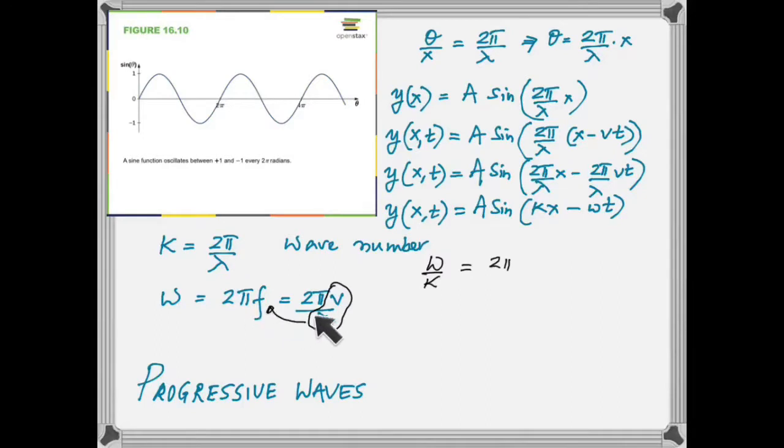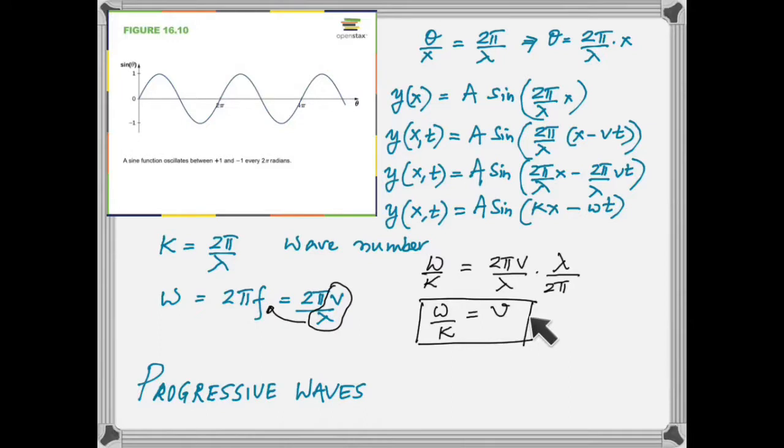And then another interesting thing is that if you divide omega by k, so you divide the right-hand sides, see what you're going to get. 2 pi v by lambda times lambda by 2 pi. 2 pi's cancel out, the lambdas cancel out, and you're going to get the velocity. That means to find the velocity of a wave, you divide the angular velocity by the wave number. Angular velocity divided by wave number gives the velocity of a wave.